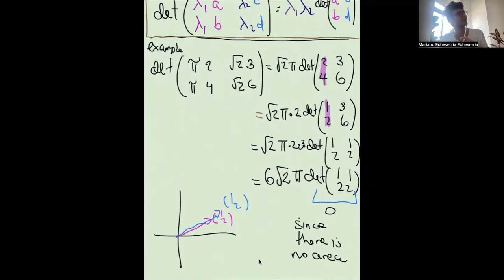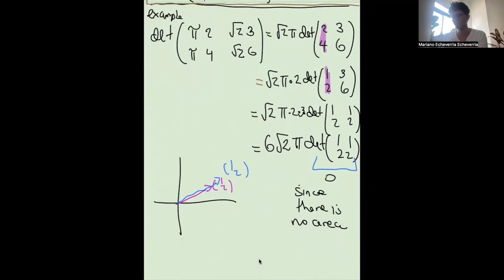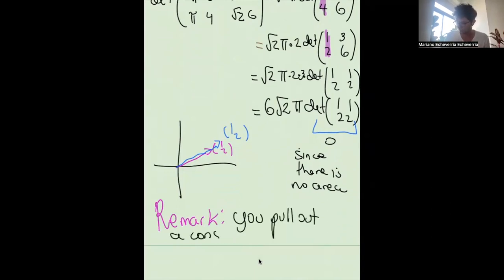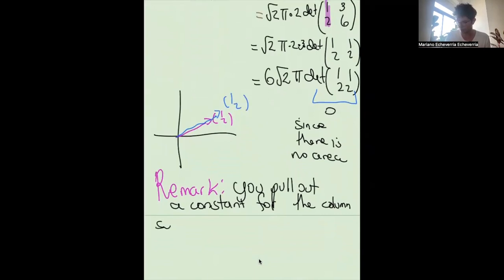But it's important to notice that the constant gets pulled out for each column. So you can pull out a constant per column. So the remark is that you pull out a constant for the column. So for example, sorry.